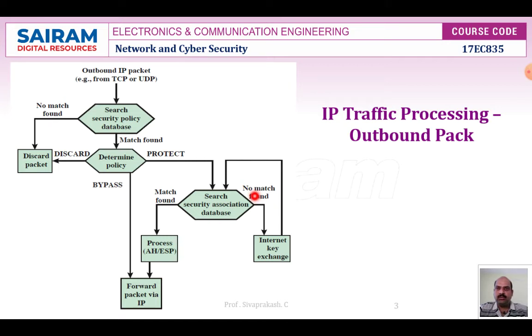If the match is not found, or the entry is not found in the security association database, then the Internet Key Exchange is going to be invoked to create a security association with the appropriate keys, and an entry is going to be made in the security association database. Later, when the match is found, that packet is going to be processed with encryption or authentication, or both can be performed.